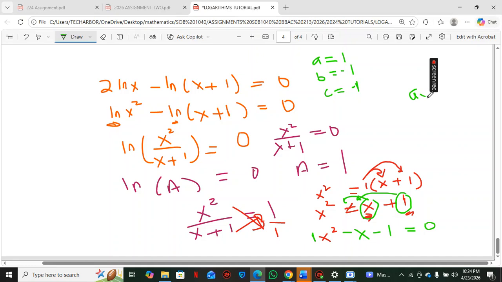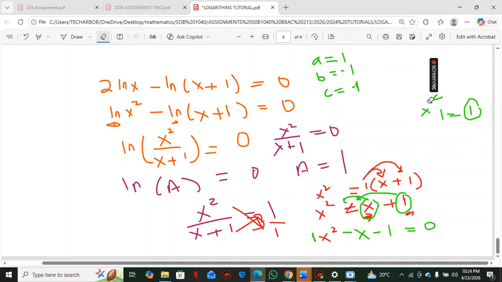So let's see if we can solve this by factorization. You're going to say a times c. That's 1 times negative 1. That gives you negative 1. So we have to find two factors that multiply to give negative 1 and add to give negative 1. Basically, there are no such factors. So we need to use now the quadratic formula, because we can't solve this by factorization. We can only solve it by the quadratic formula.